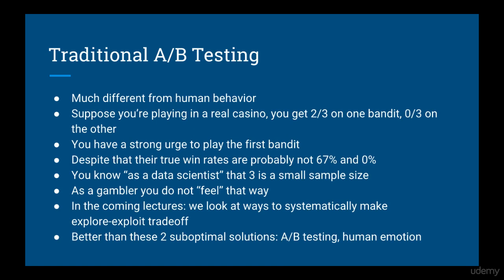As a data scientist, you know that there's a low probability that the first bandit has an actual win rate of 67% and a low probability that the second bandit has an actual win rate of 0%. You know this because 3 is a very tiny sample size. And yet, if you are playing slot machines, you feel compelled to believe that the first bandit is better. In the coming lectures, we'll talk about algorithms that will systematically make a trade-off between exploration and exploitation. These will allow us to improve upon these 2 poor solutions to the problem, which are human emotion and traditional A/B testing.